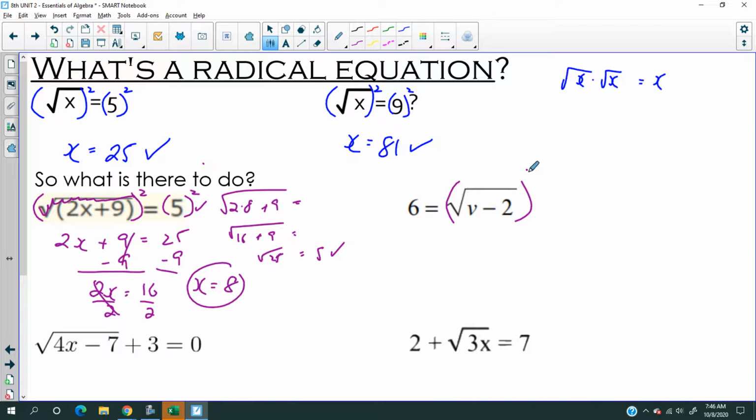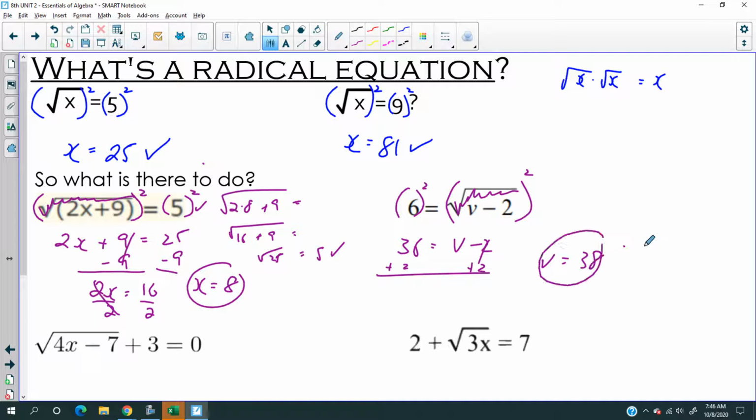Okay, all right, so here I'm going to square it. Now, the only difference is the v is on the other side of the equal sign. That's all this is. So this is 36. V minus 2. Remember what I said? Now we got rid of that radical. Add 2. Add 2. V equals 38. Not so bad, right?